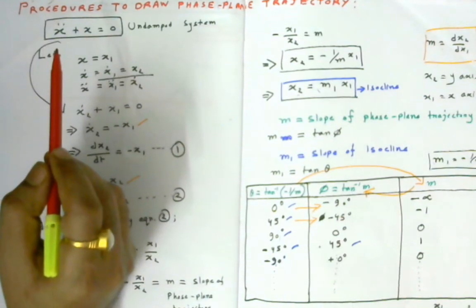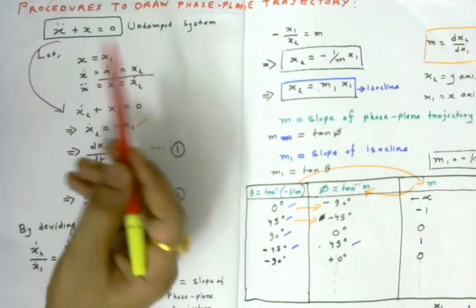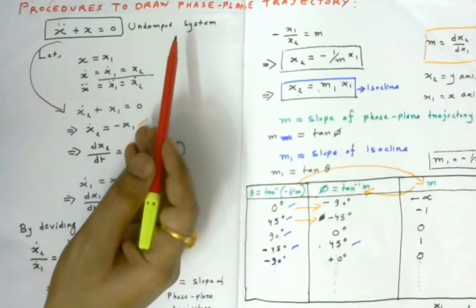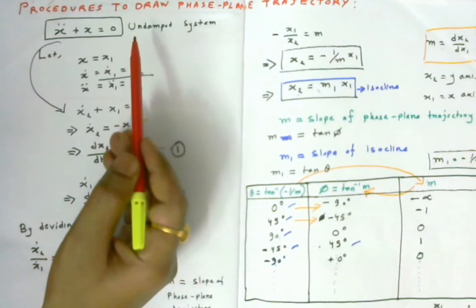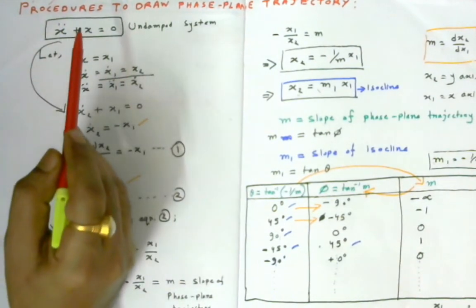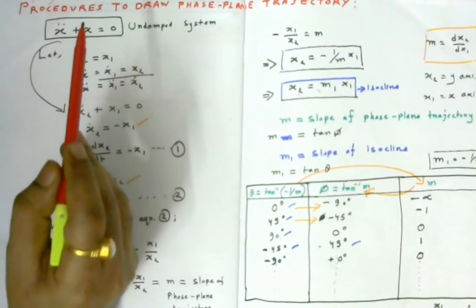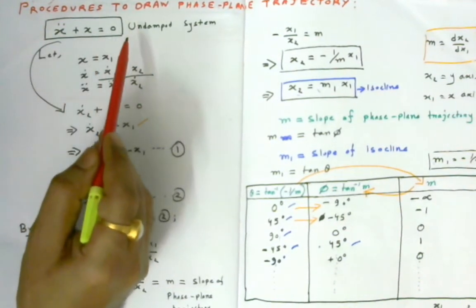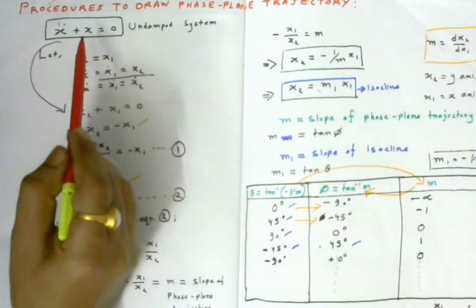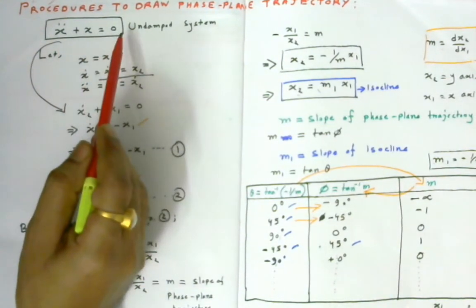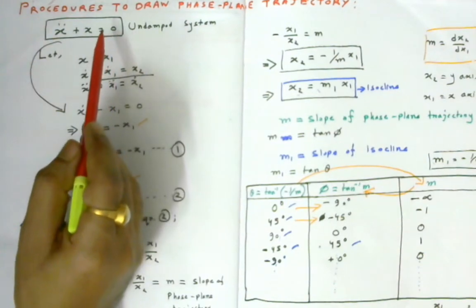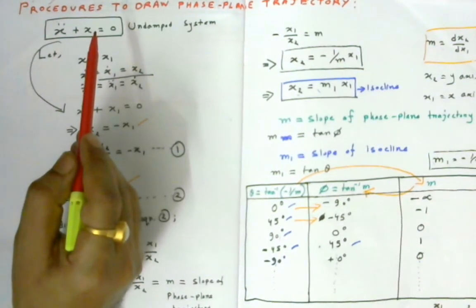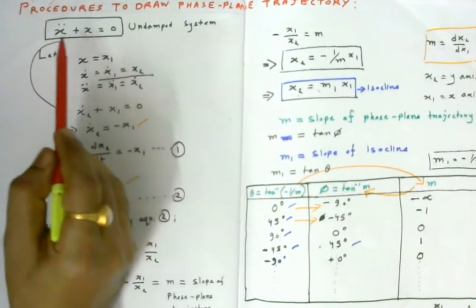And what is the reason for the circular shape of the trajectory? Because it is an undamped system. As you know, the time response of an undamped system is oscillatory in nature. But one thing to note is that this differential equation, x double dot plus x equals 0, is a linear differential equation. Today I will explain what happens when the differential equation is not linear.